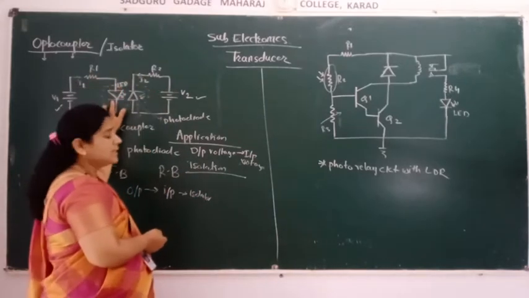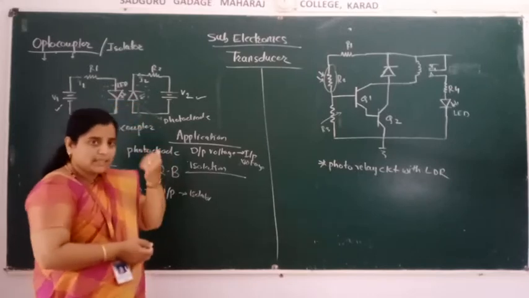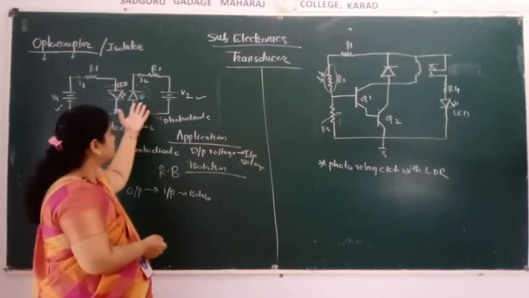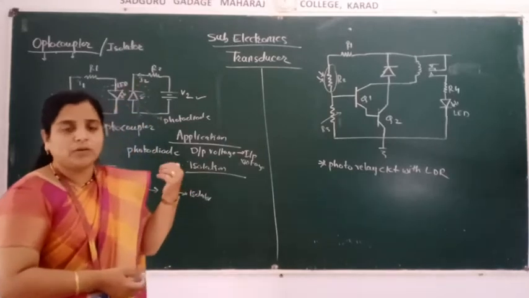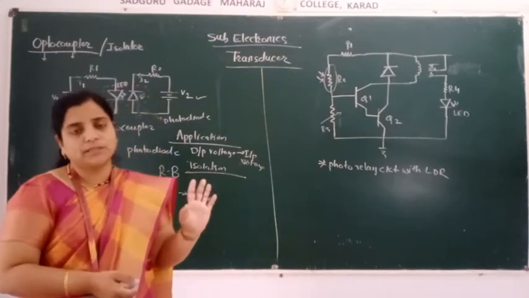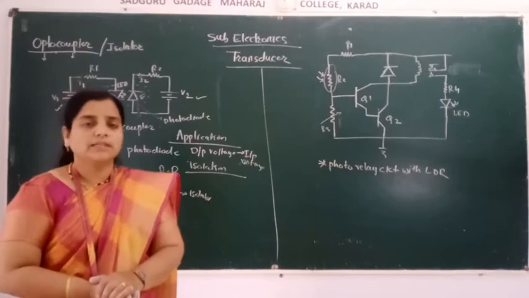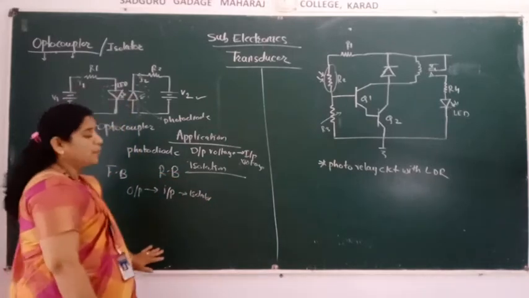So this is the LED, the light emitting diode, which emits the light. This is the photodiode, which takes the light and operates, and it takes the reverse current, therefore the output depends on the input. It is called the isolator. So one application of this optocoupler is that it is used as an isolator. Okay, so this is your optocoupler.